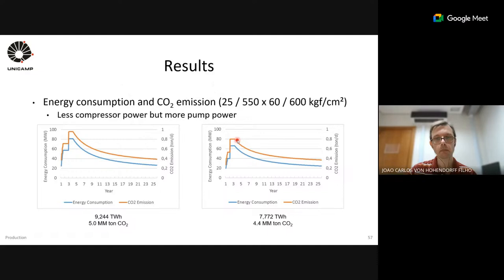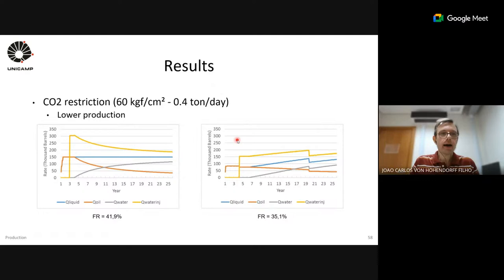And the next one is nice. I try to do something different. I impose a CO2 restriction. I select the best case, assuming 60 kilogram per square centimeter in the wells, and I set in the integration tool a limit of 0.5 ton per day. Okay, this is what happened in my field in terms of production.